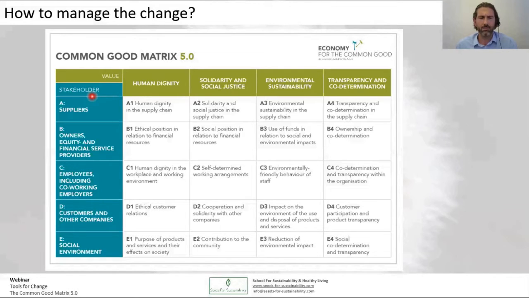Here we see a matrix with certain stakeholder groups: suppliers, owners, equity and financial service providers, employees including co-workers, customers and other companies, and social environment. Those are five stakeholder groups where we have to fit in our contact groups: people, organizations, and institutions our company is in contact with. And how is our business affecting those stakeholders? This is what we want to analyze here.